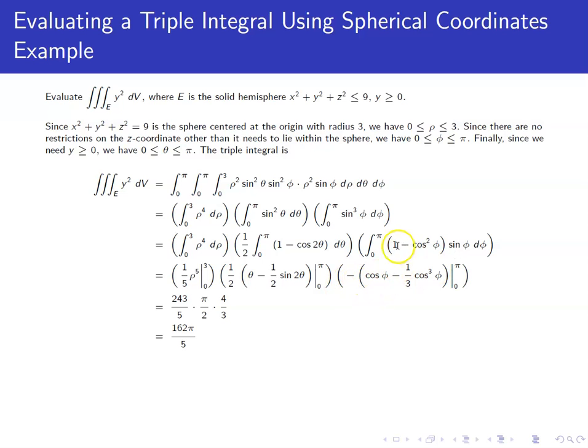so that's where this negative comes from. Antiderivative will be u minus 1/3 u cubed, but u was cosine of phi, so we get cosine of phi minus 1/3 cosine cubed of phi. Put in pi, put in 0, rewrite, we'll get 4/3. So when you multiply all those pieces together, you should get 162 over 5.